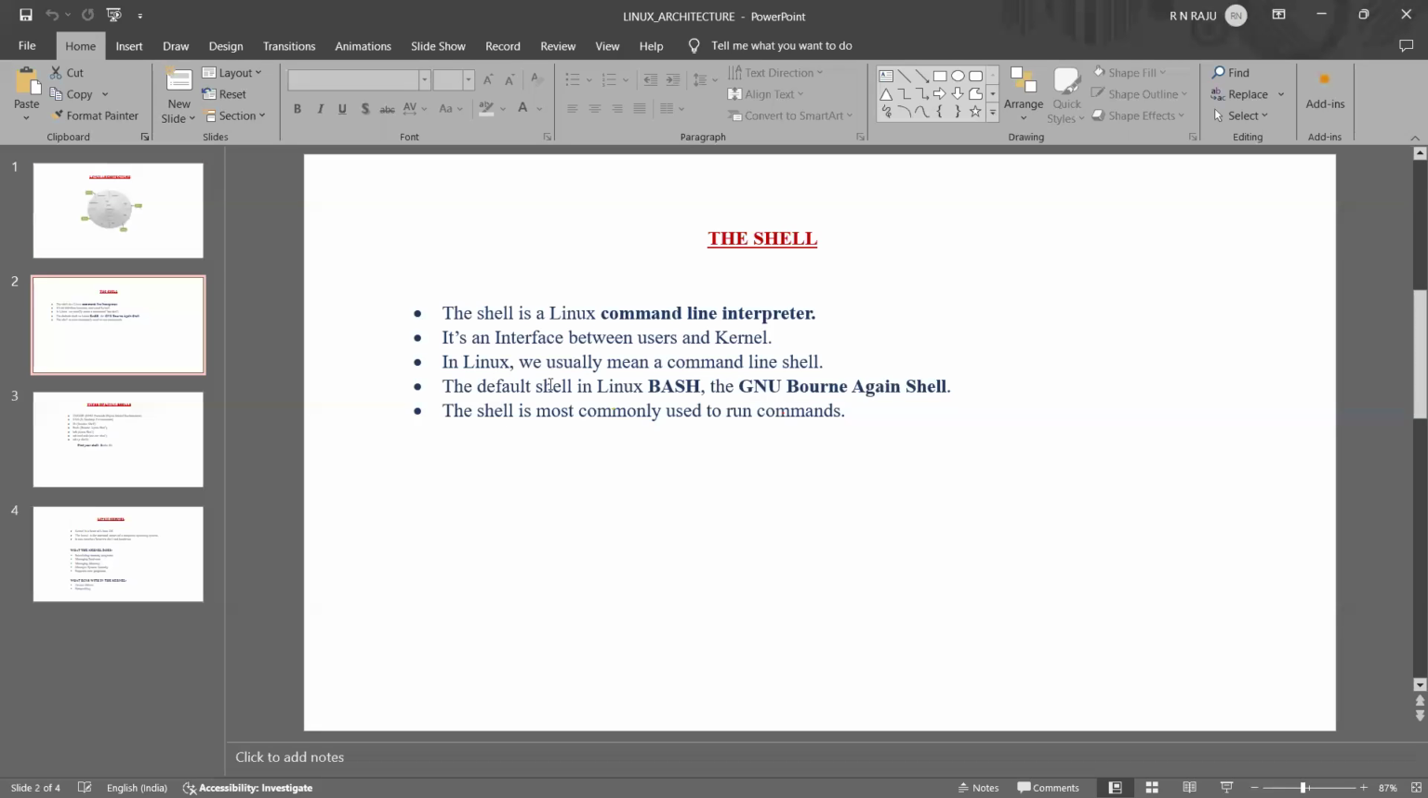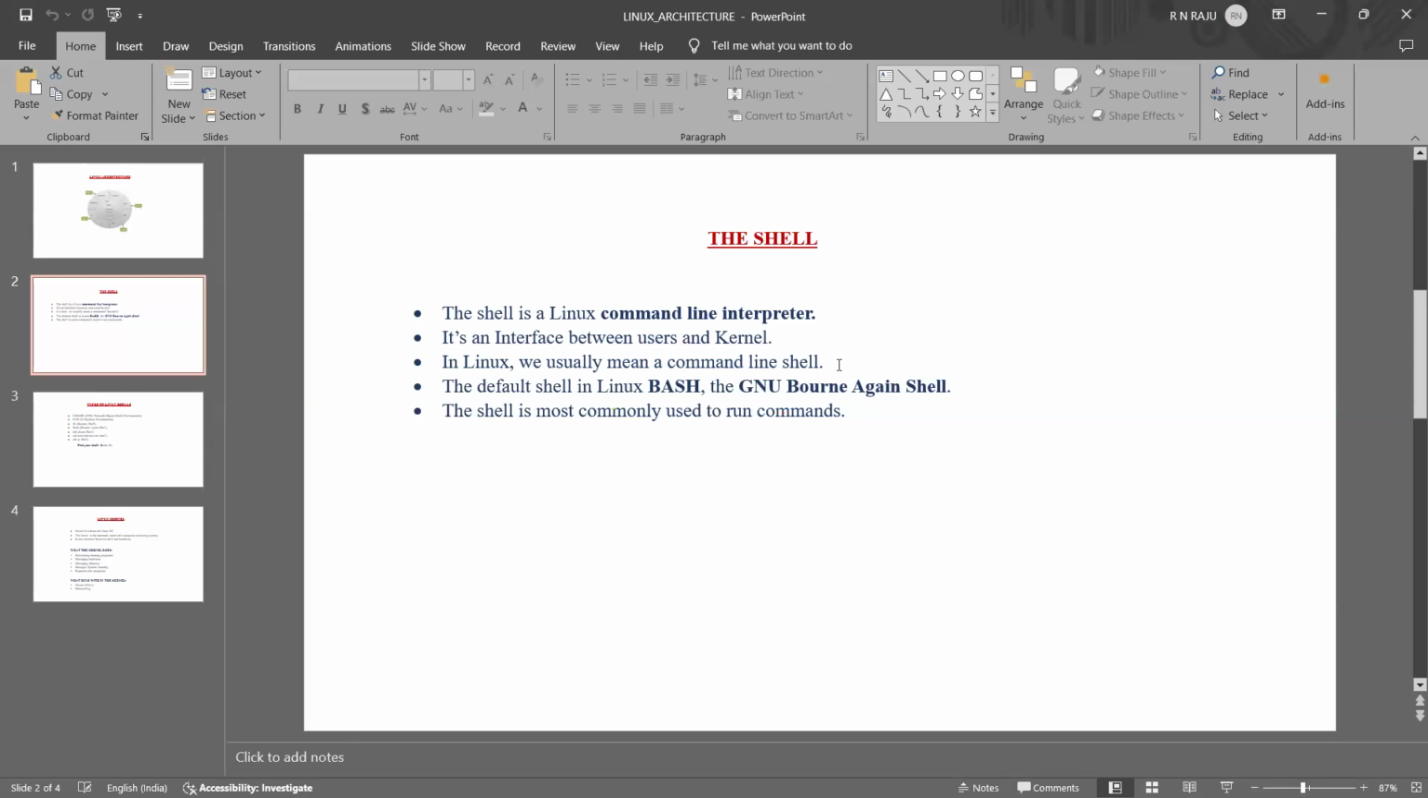Next, in Linux, we usually mean a command line shell. Basically, operating systems are of two types: GUI operating systems and command line operating systems. But in the Linux environment, mostly we execute with command lines only. For security reasons, people do everything with commands only.